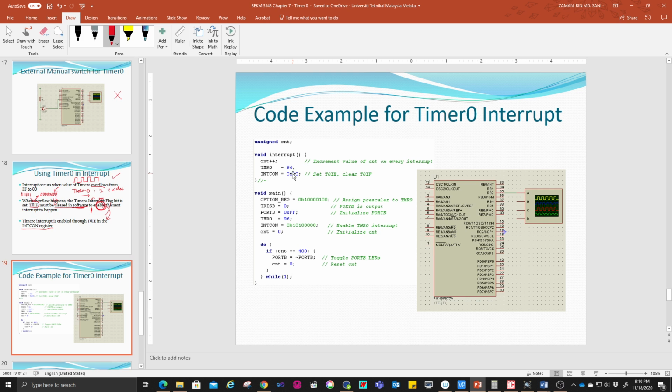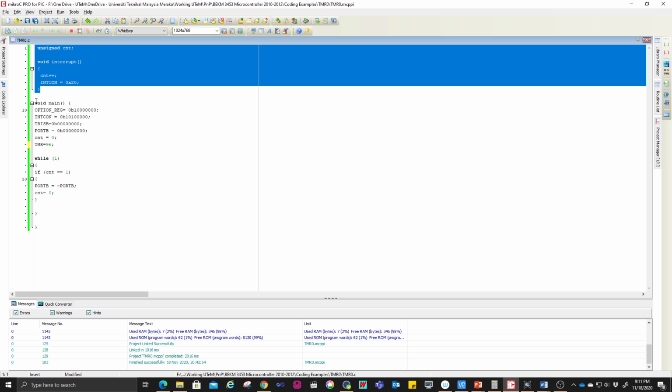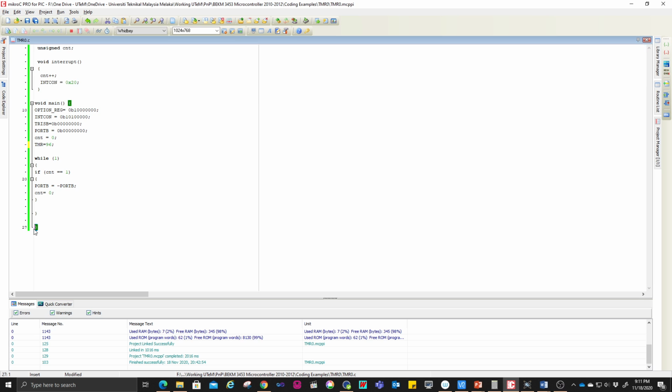Okay, so let's try to write the code, the main code over here, and we have the interrupt. So again, in the beginning, it only has the void main here. Remember that when we have a new code, it will start from here, void main, bracket, and only this one. So I have to start by writing OPTION_REG equivalent to 0b1000000. Remember that this is the one we are going to look at.